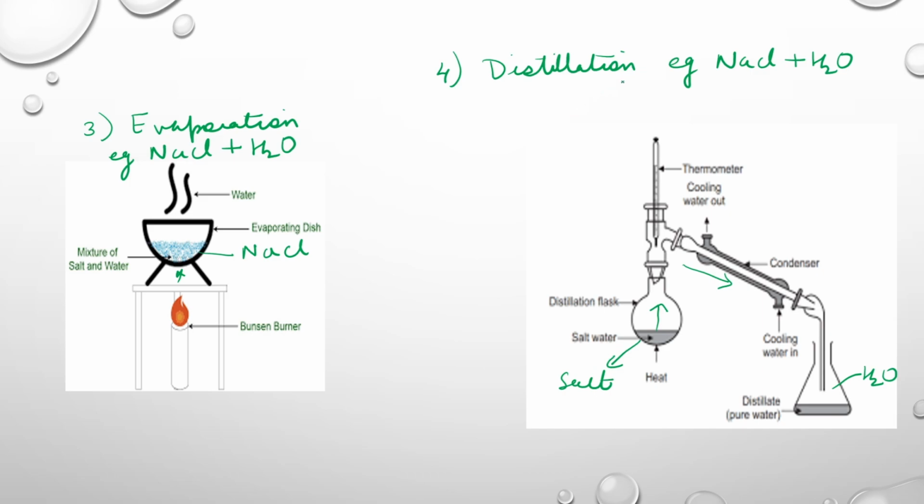The difference between evaporation and distillation is that in distillation we can separate both the components and collect them separately, whereas in evaporation we are able to collect only the salt and the water escapes out as water vapor.